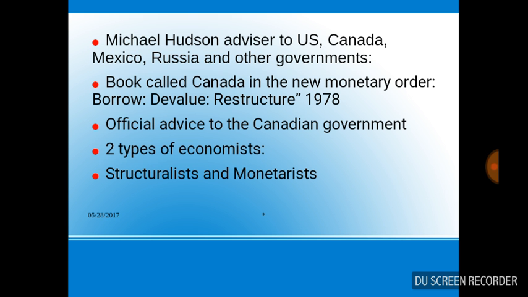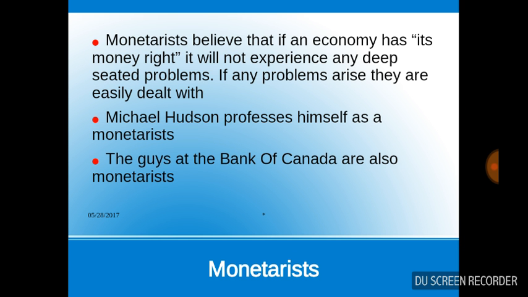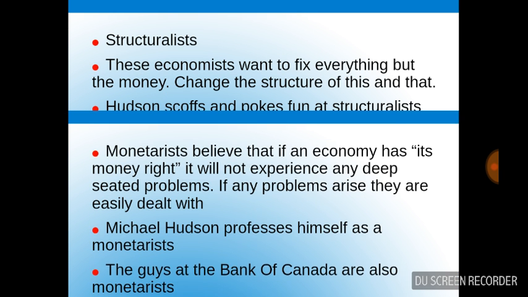So in it, he says there are two types of economists, structuralists and monetarists. Monetarists believe that if the money is right in a country, it will not experience any big, deep-seated problems. And he says that he's a monetarist. And the people at the Bank of Canada, which is the central bank in Canada, are also monetarists. And he says he knows these people well.